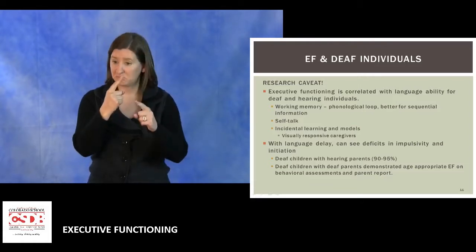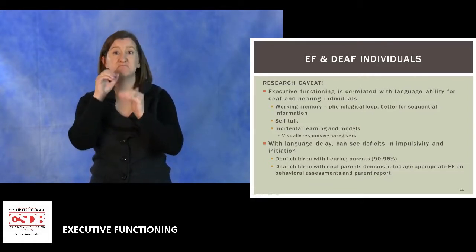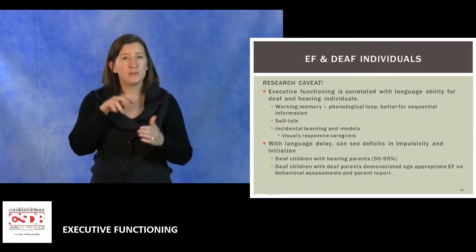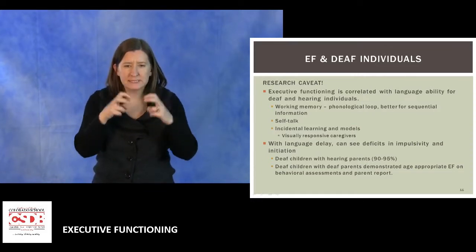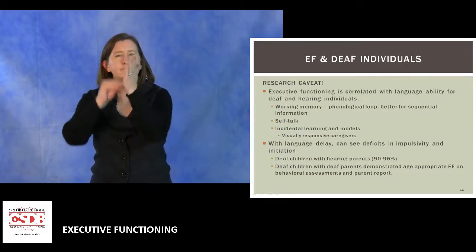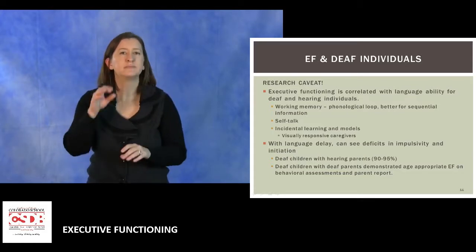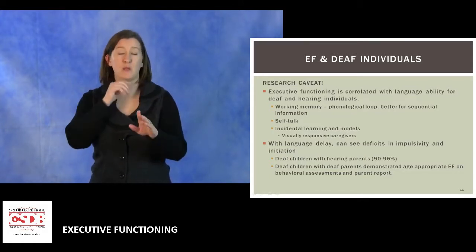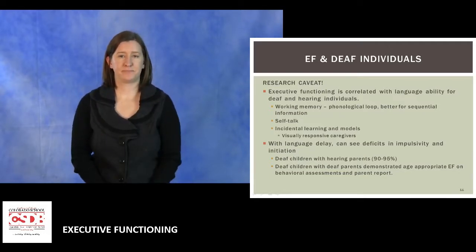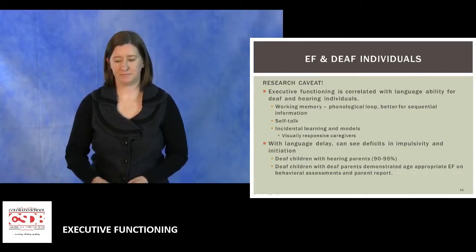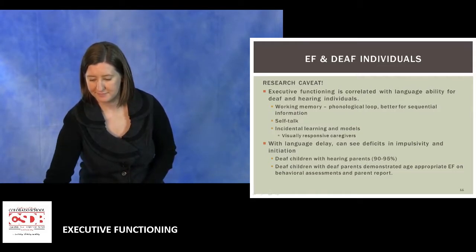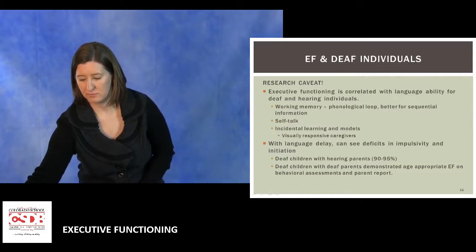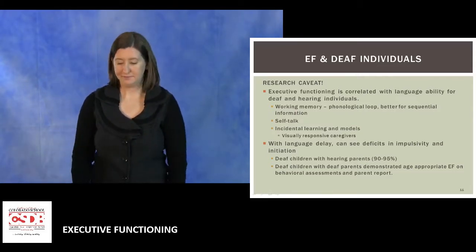So the researchers looked at a group of deaf students with deaf parents and found that they had appropriate EF skills for children their age. They looked at their behavior, did analysis, and filled out forms. The parents and teachers were involved, and if they didn't have those language skills, the EF was impacted.